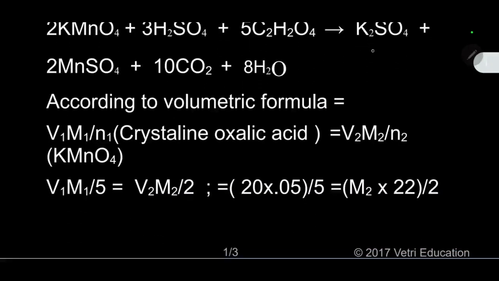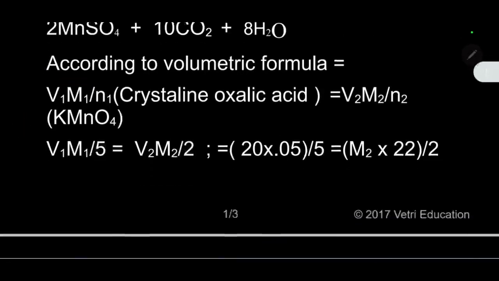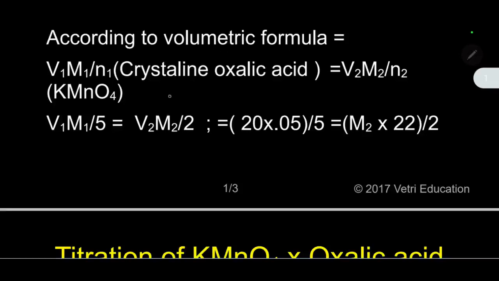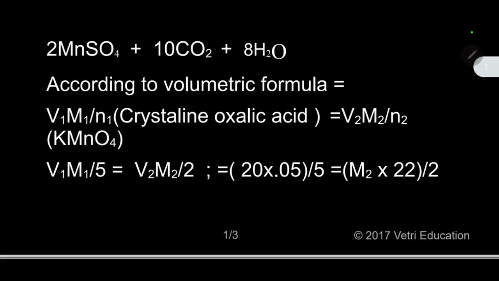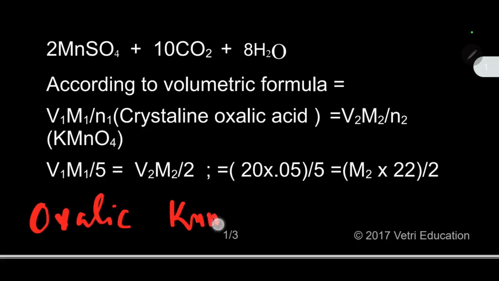Now, according to the volumetric formula, we know V1M1/N1 for crystalline oxalic acid equals V2M2/N2 for potassium permanganate. Here from the stoichiometry I can identify the moles. This is for oxalic acid, this is for potassium permanganate. Kindly follow. From the stoichiometry, I have identified 2 moles of potassium permanganate and 5 moles of oxalic acid.